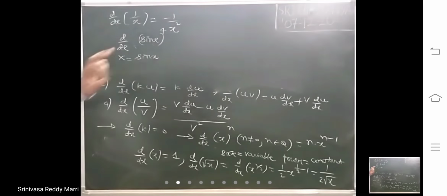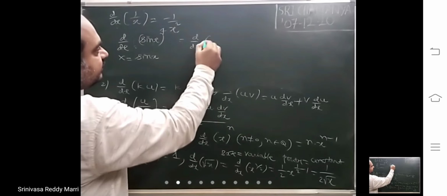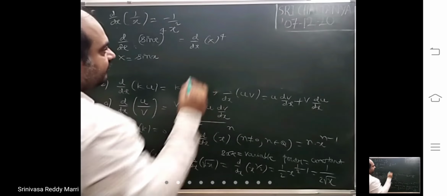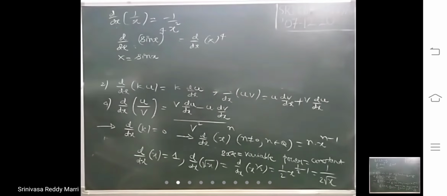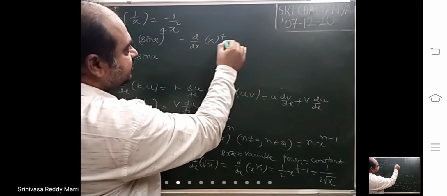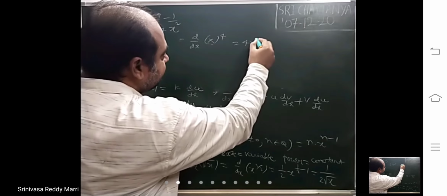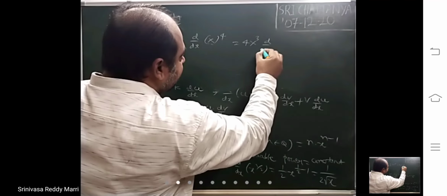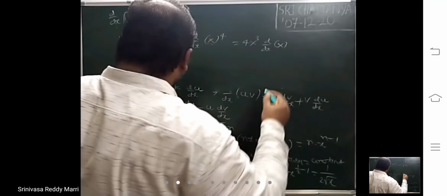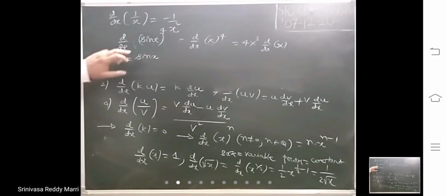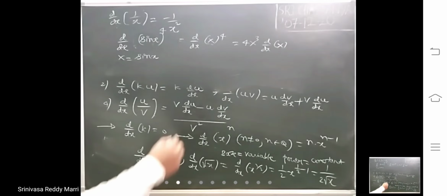Capital X. That means this will come out to be d by dx of capital X to the power 4. First take capital X. If a power number is there, capital X to the power 4 means standard rule, x power n. So 4 into x cube. We have taken capital X, so you do the derivative: apply the standard rule, 4 capital X cube into d by dx of capital X.